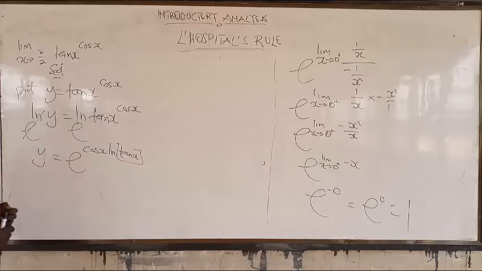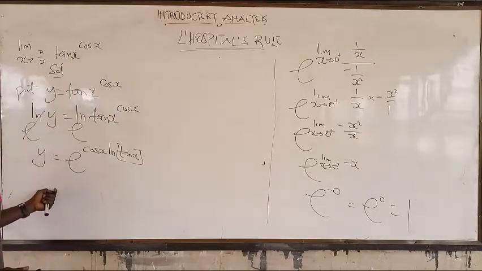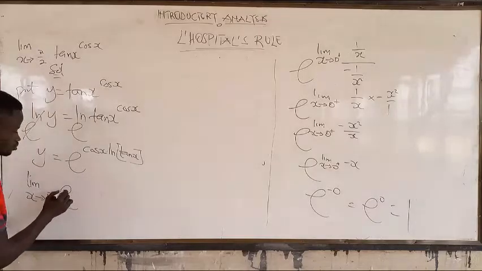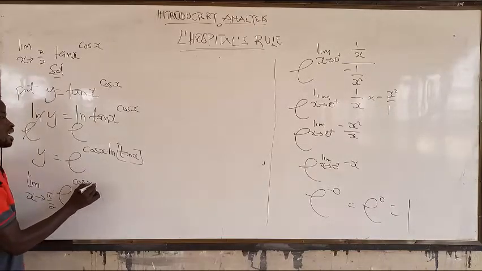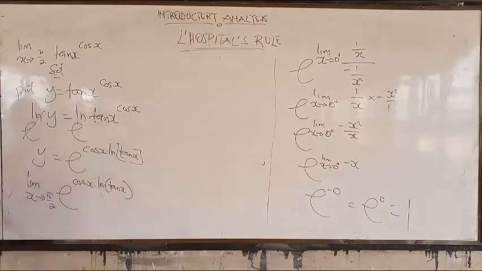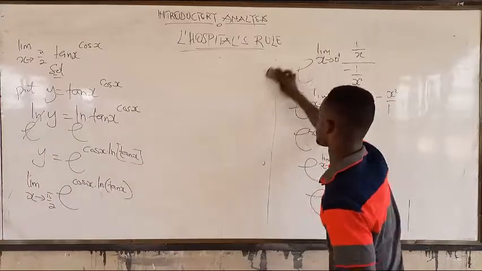Alright? And for you to take the limit of this y, we are saying that y is equal to this. So it's the same as taking the limit as x approaches pi over 2 of e raised to the power cos x times ln tan x. Very good. So that is that.